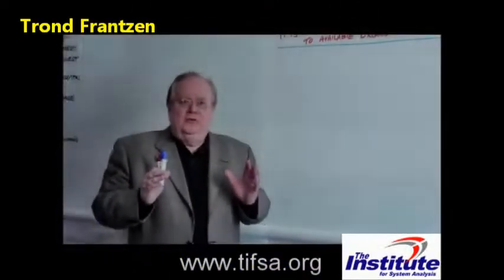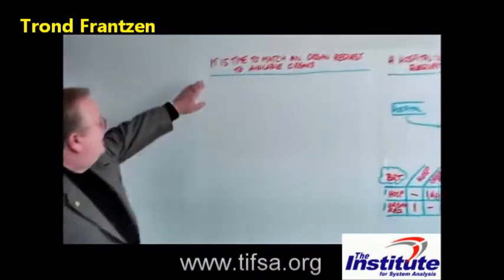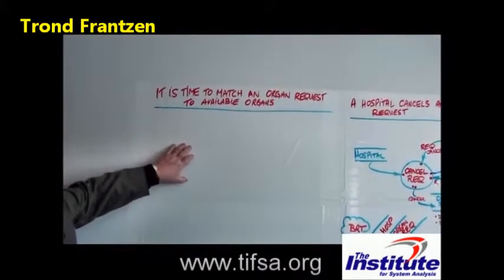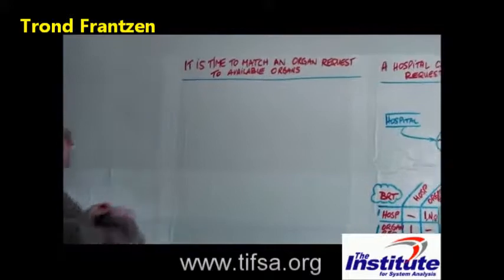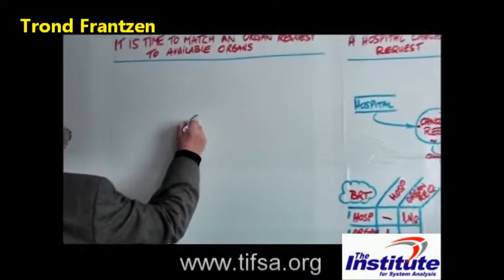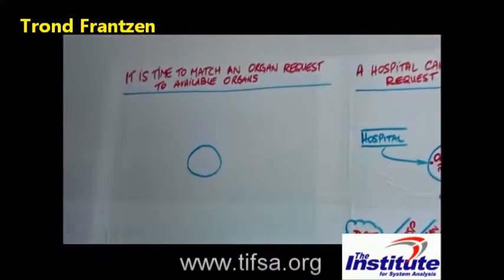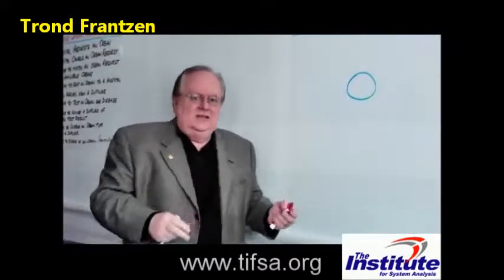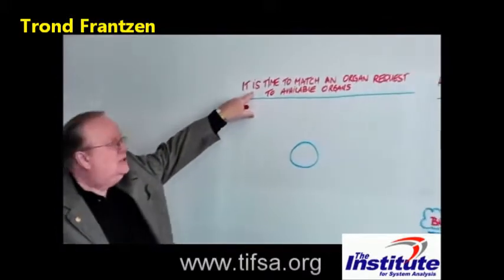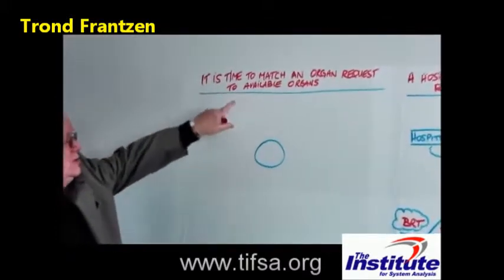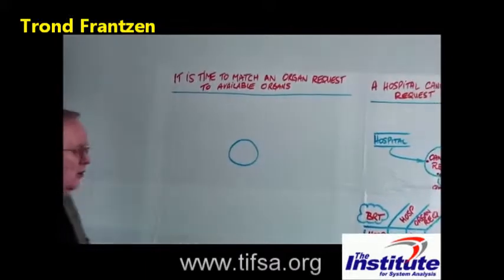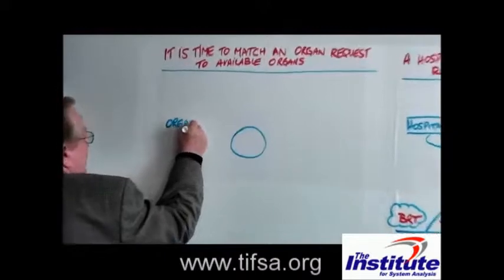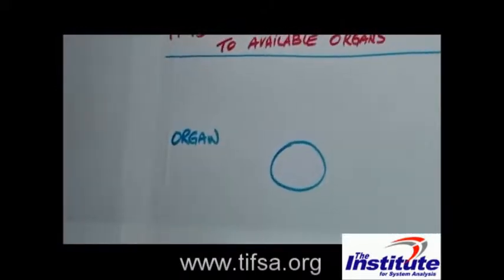So I'm going to go on to the next event that I've chosen on my list, and that's it's time to match an organ request to the available organs, the organs we have in inventory. So once again, I'm going to start by drawing a circle. I'm not going to label it, just to represent the process. So the first question that we always ask is, how do we know that it's time to match an organ request to available organs? Well, we know because we have an organ request that hasn't yet been filled.